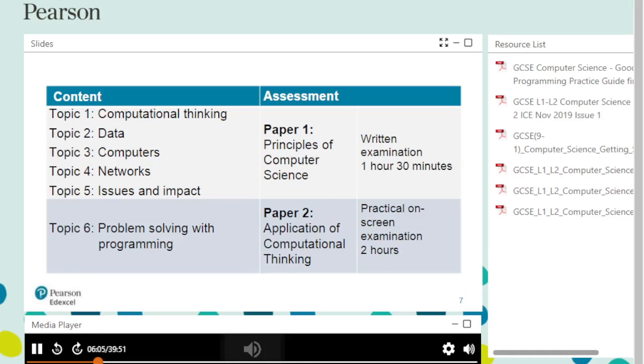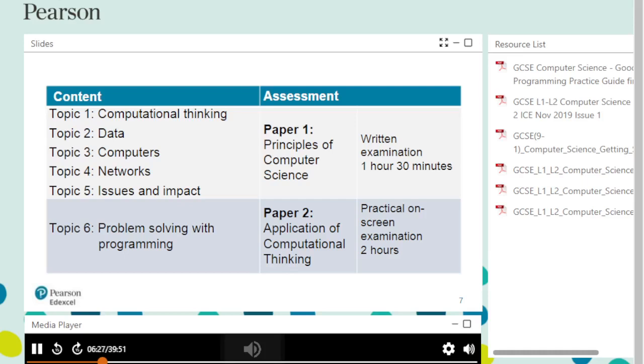Our new qualification has the same balance of theory and practical application as our legacy specification, and the same simple structure. The subject content, what students need to know, understand and be able to do, is divided into 6 topics, shown here on the left. We'll be summarising what is included in each topic later in the session.